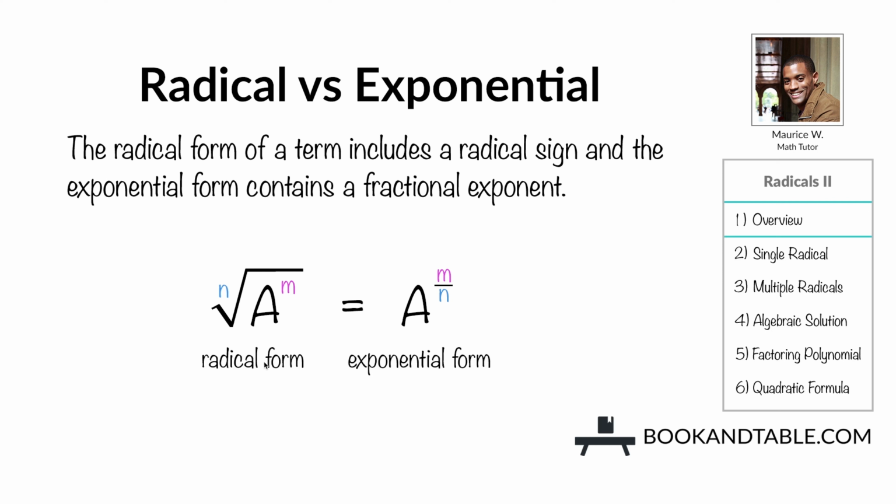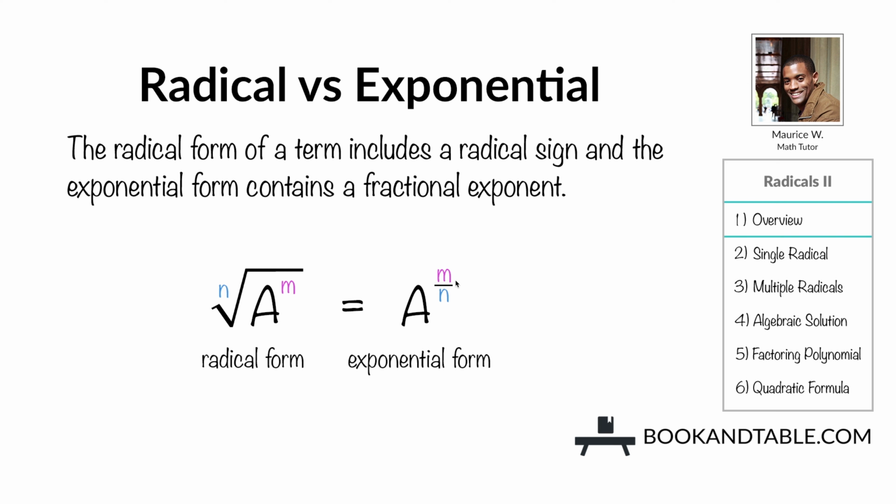The radical form of a term includes a radical sign, and the exponential form contains a fractional exponent. So these two terms have the same value, they're just written differently. Again, in radical form, we have our radical sign. So this value, we have our base, which in this case is our radicand, a. It's being raised to a power of m, and this power m is being divided by the index n. In exponential form, this would be represented by a fraction, so it's a to the m divided by n.